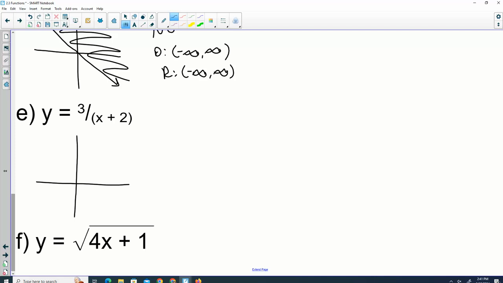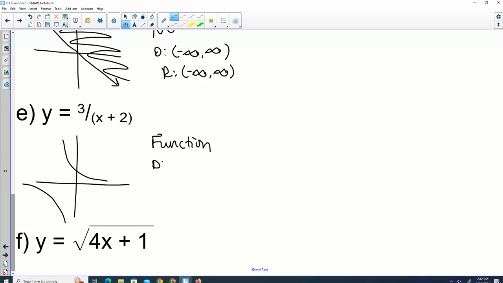So this graph turns out a little bit weird, doesn't it? So you kind of have something that looks like this. So is it a function? Yeah. You know, this is getting straighter, but it's never actually vertical.